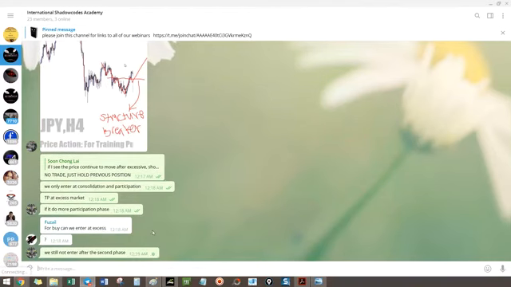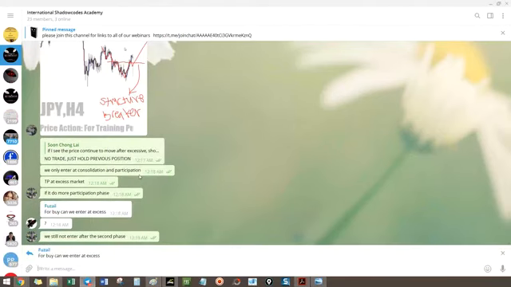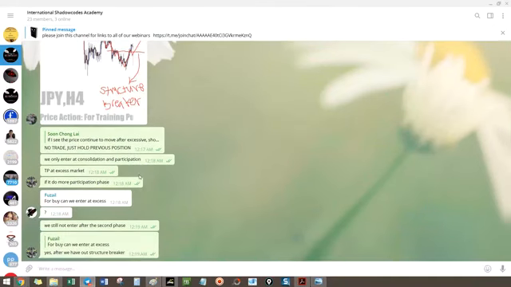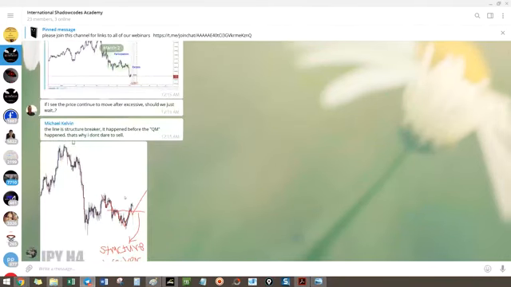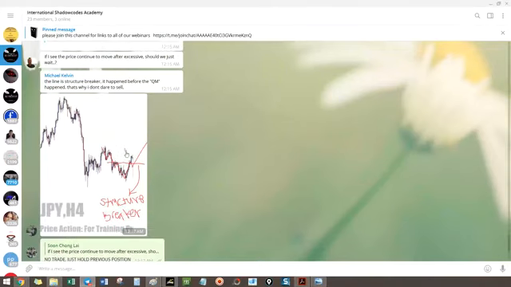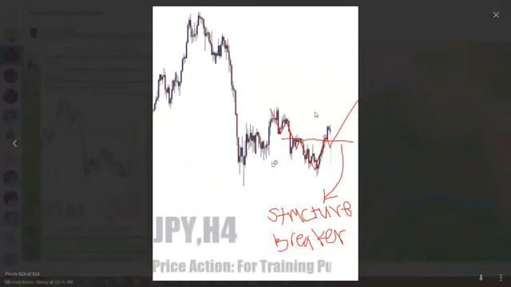For buy, can we enter at excessive? Yes, after we have our structure breaker. This line is a structure breaker. It happened before the QM happened. That's why I don't dare to sell.